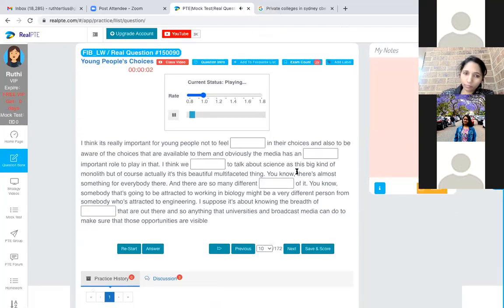I think it's really important for young people not to feel restricted in their choices and also to be aware of the choices that are available to them. And obviously the media has an incredibly important role to play in that. I think we tend to talk about science as this big kind of monolith, but of course, actually it's this beautiful multifaceted thing. You know, there's almost something for everybody there. And there are so many different aspects of it. You know, somebody that's going to be attracted to working in biology might be a very different person from somebody who's attracted to engineering. I suppose it's about knowing the breadth of opportunities that are out there. And so anything that universities and broadcast media can do to make sure that those opportunities are visible. Put your answers in the chat, please.